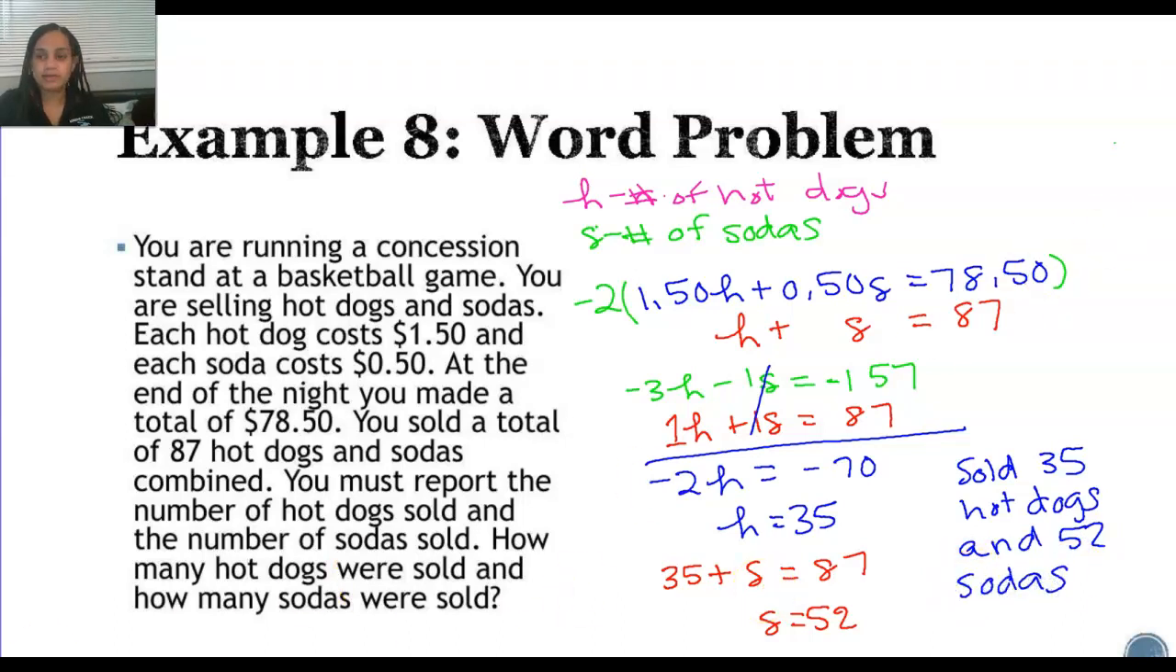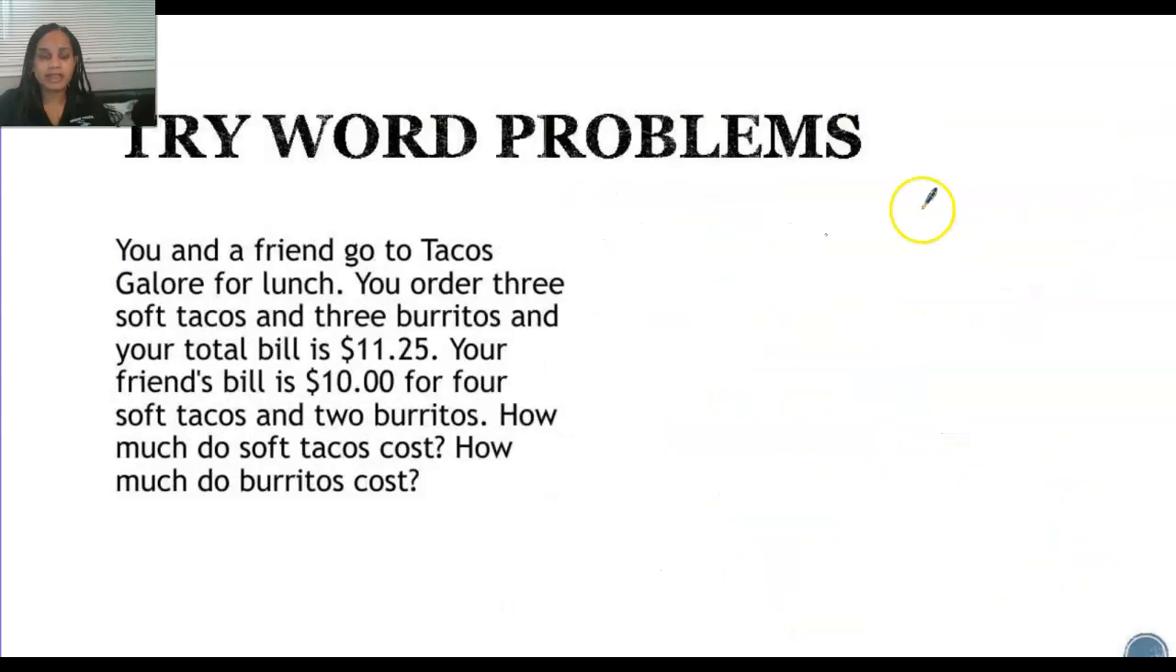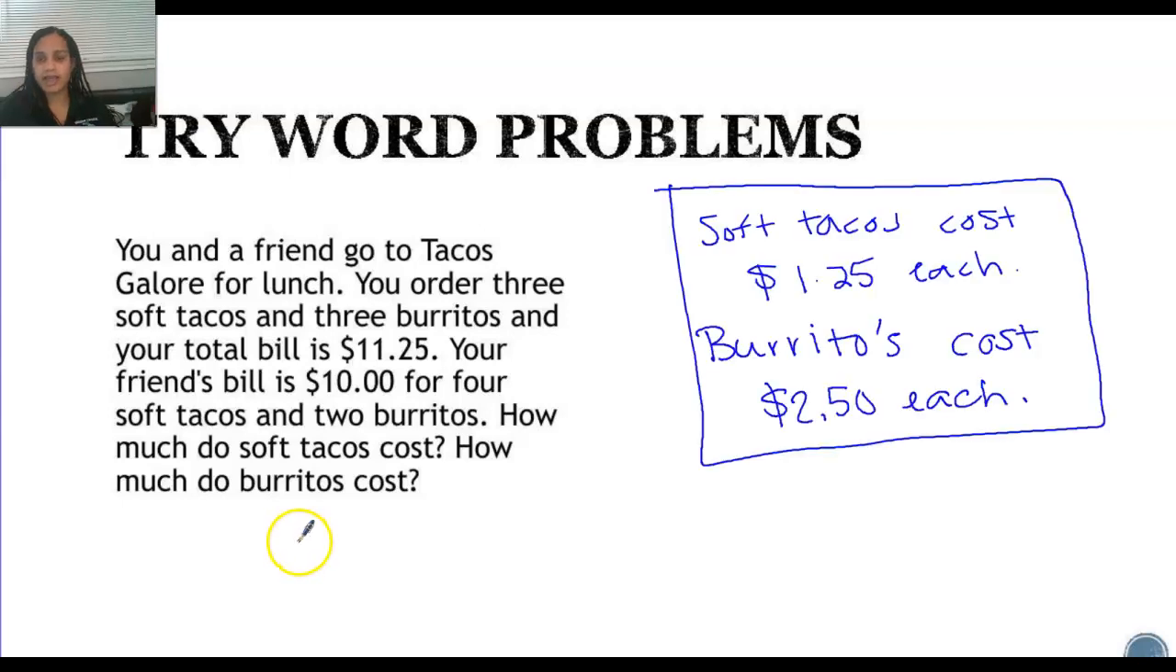Alright, take a couple of seconds and pause the video and try this one out on your own and see what you get. Alright, I got soft tacos cost $1.25 each and burritos cost $2.50 each. Hopefully you got the same thing.